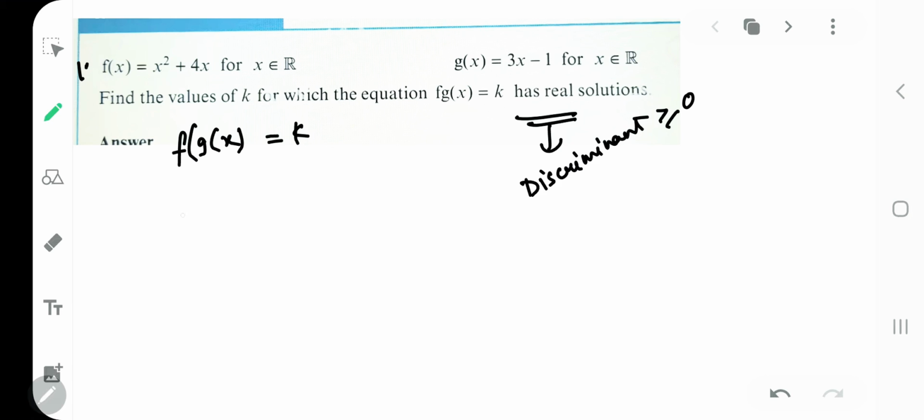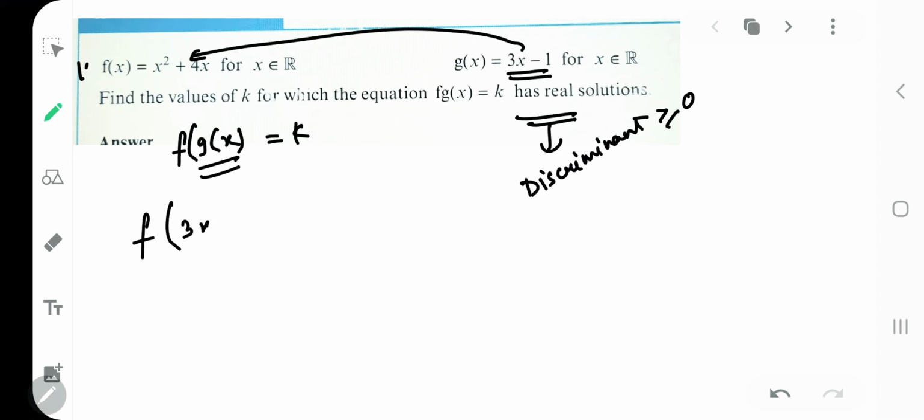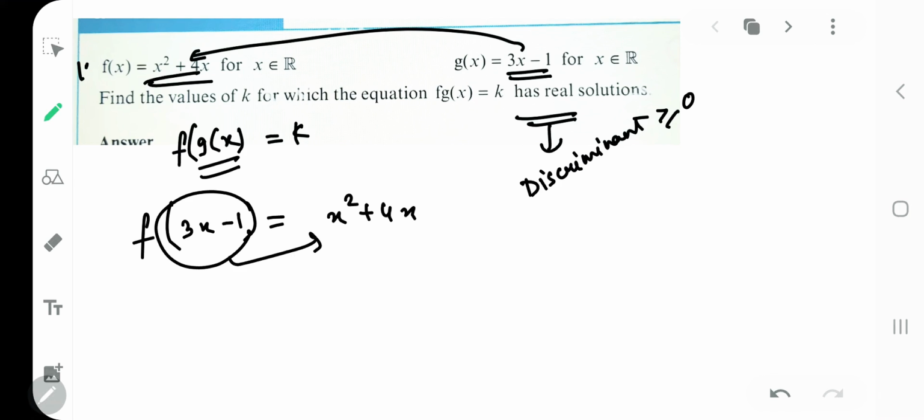Now here we have f of g of x. That means first you have to put g(x) into this function. So you have f(3x minus 1), and since the function is x square plus 4x, you have to put the value of x as this. So (3x minus 1) the whole square plus 4x. Are you getting my point clear? Here also you will put 3x minus 1 for x. Am I clear with this? And the value of this is given as k. So can I write k here?